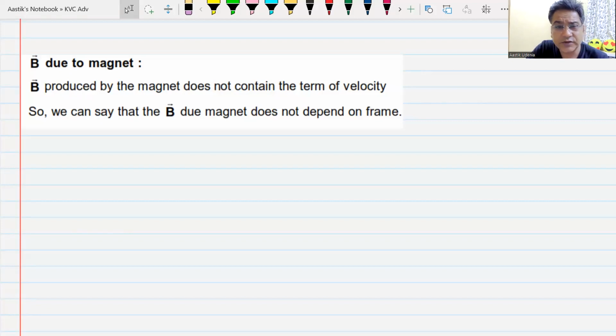A magnet also produces a magnetic field. We've already seen the magnetic field produced by a magnet, a bar magnet, a magnetic dipole. We have seen its formula. In that formula, you never see the velocity coming anywhere. That means the magnetic field produced by a magnet does not depend on your reference frame. It does not depend on your velocity. Whatever velocity you are moving with on the surface of Earth, Earth is creating a magnetic field that does not depend on your reference frame. So, the magnetic field created by a magnet does not depend on the reference frame.